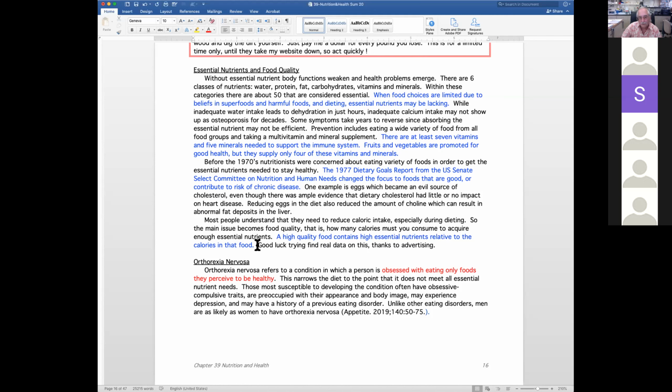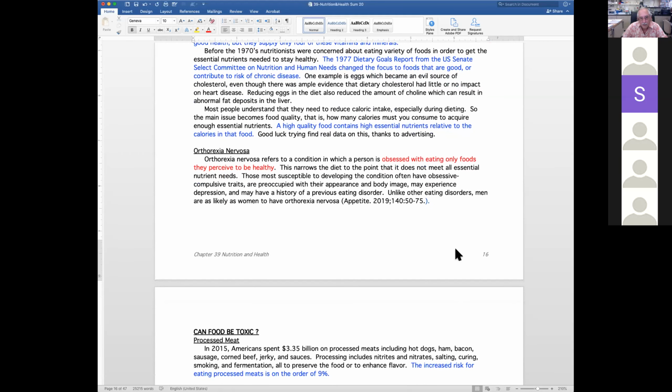But yeah, good luck trying to find any data on that. If you type in high quality food, you're going to come up with stuff like books and supplements and Whole Foods and all this kind of stuff, right? Whole Foods, the company. There's actually a term now: orthorexia nervosa refers to a condition when a person is obsessed with eating only foods that they think is healthy.